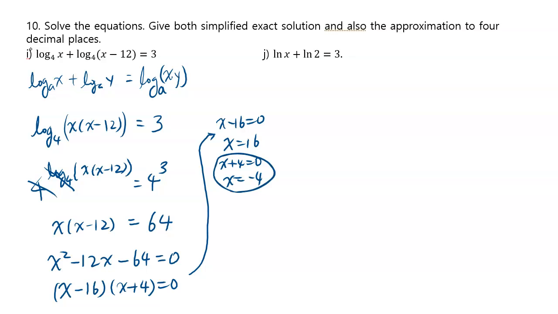Okay, so you have two possible solutions, but this second one, that was what I was talking about. This is a no-no, because if you have x equals negative 4, you plug it in here, you get log with a negative number. That's not allowed, so that's not a solution. On the other hand, this is okay, because 16 minus 12 is positive, and 16 itself is positive, so there's no problem with it. So the answer is x equals 16 only. That's the only answer.